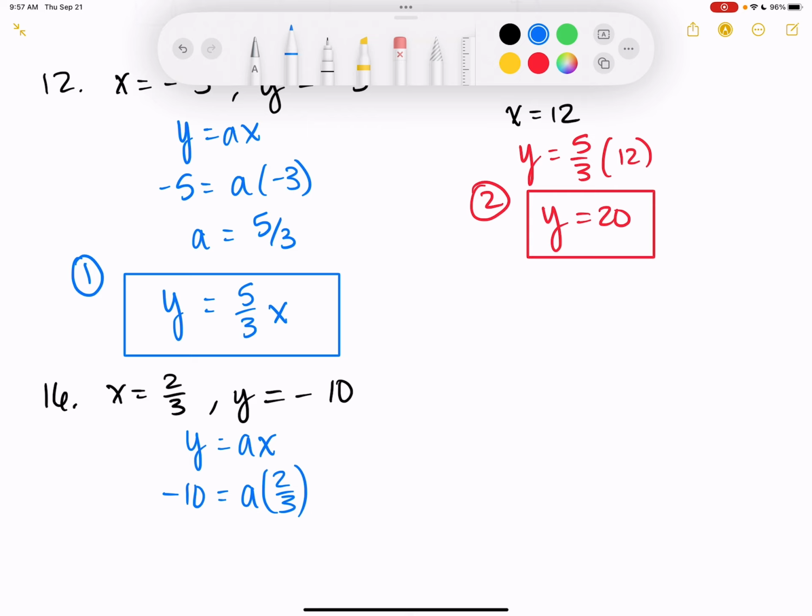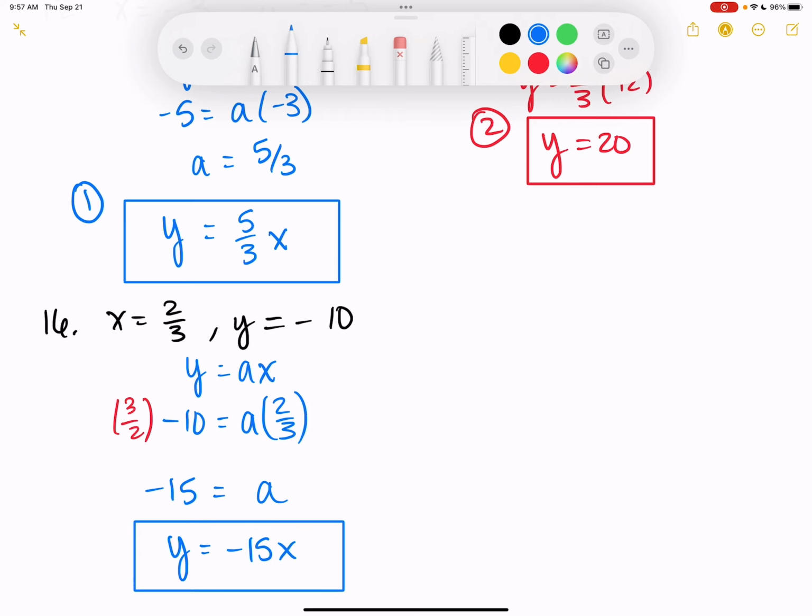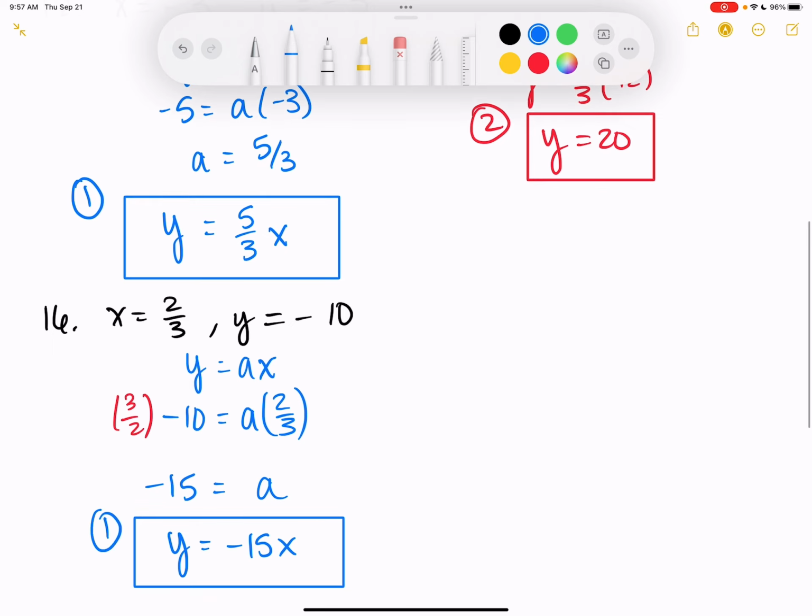So I'm going to multiply by the reciprocal of that fraction. So that's going to end up being, I'll do this just so I can visually see it, negative 15 is equal to a. So y equals negative 15x. So there's part 1. So part 2, we're doing it for x is equal to 12. So y equals negative 15 times 12. Anybody know what that is?